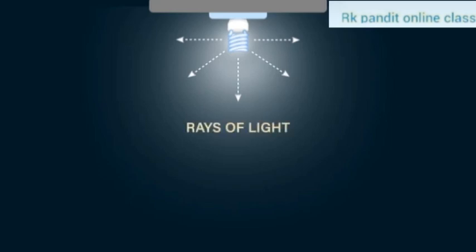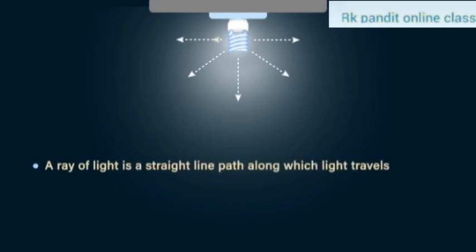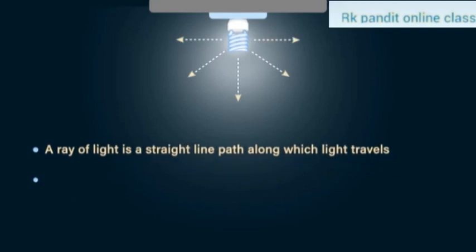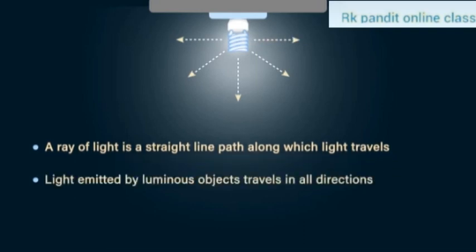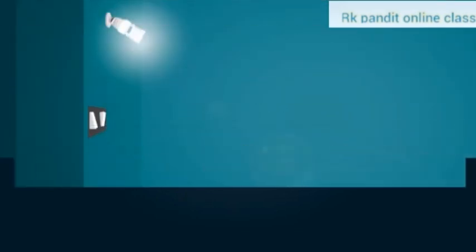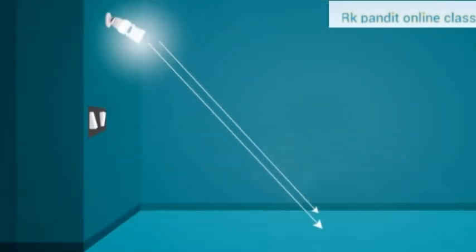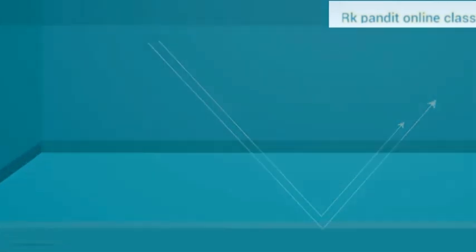Here's how we define a ray of light. A ray of light is a straight line path along which light travels. So now we know that light emitted by luminous objects travels in a variety of directions. Suppose rays of light from this fluorescent bulb fall on the surface. It, being non-luminous, reflects these rays, and these reflected rays travel along a certain path. Consider this plane surface. Suppose one of the rays of light from the bulb strikes at this point. This is called an incident ray.